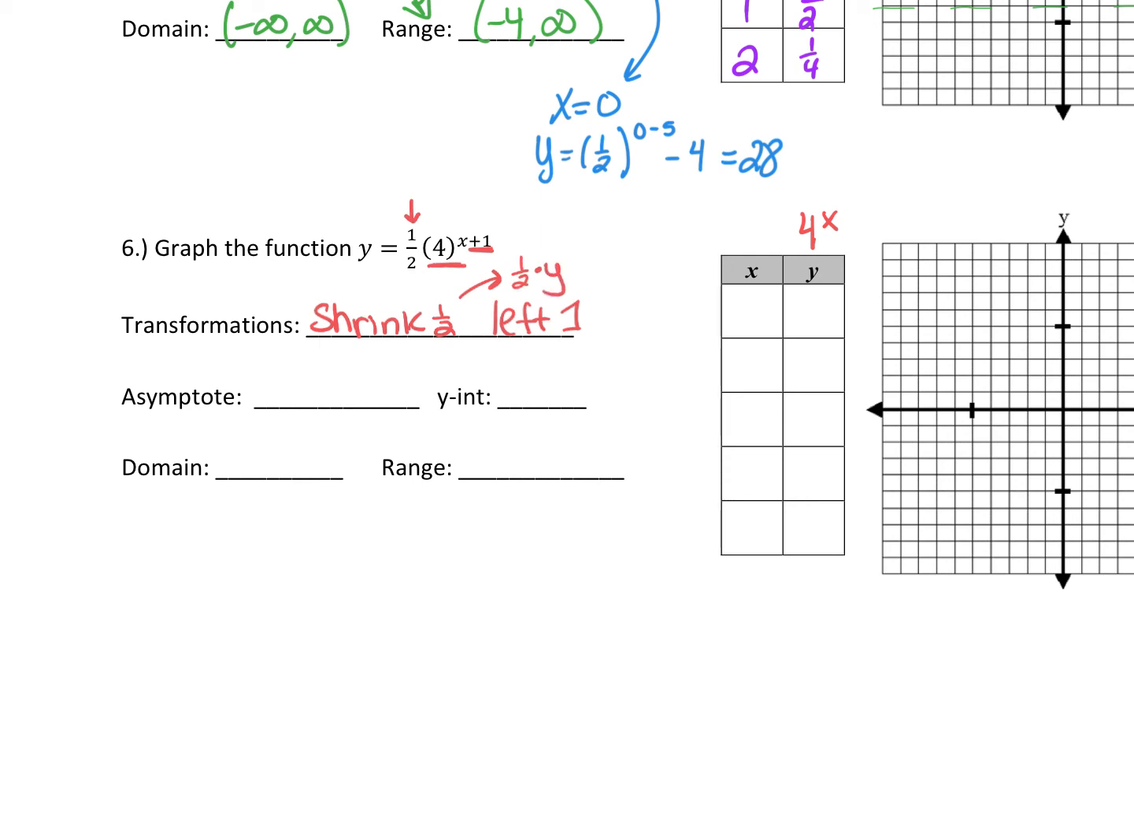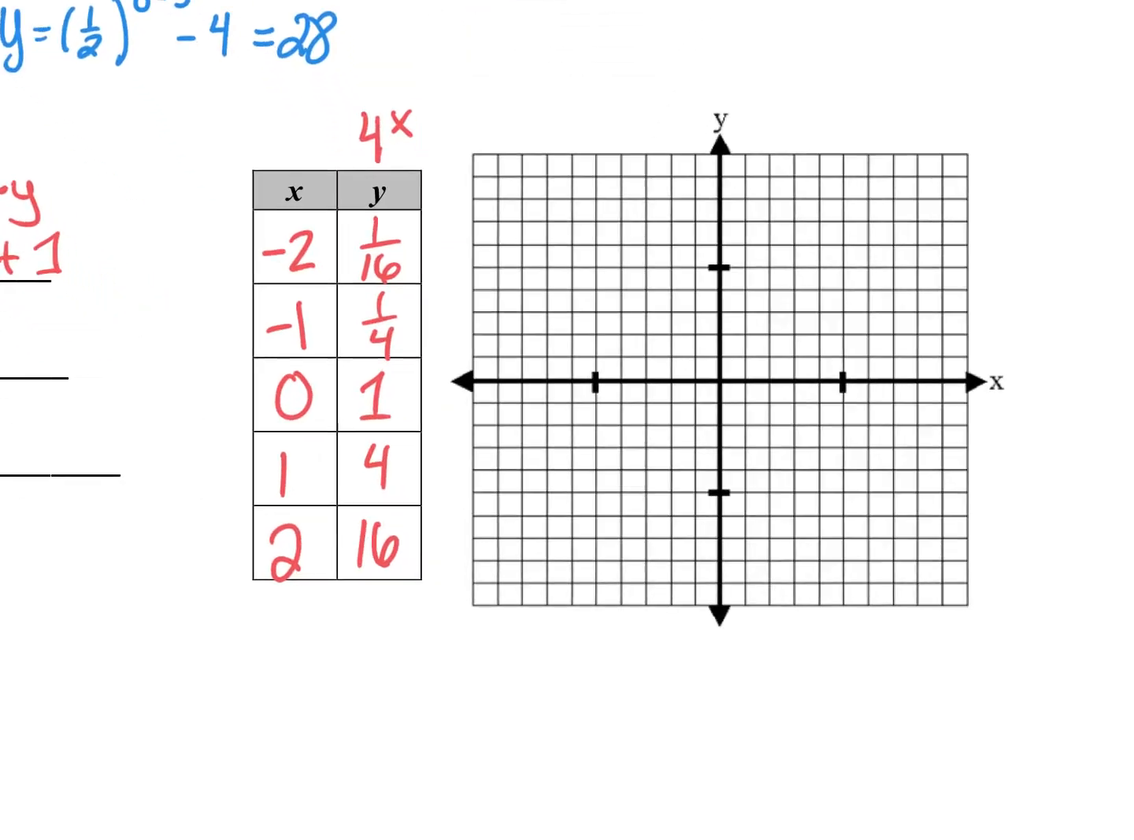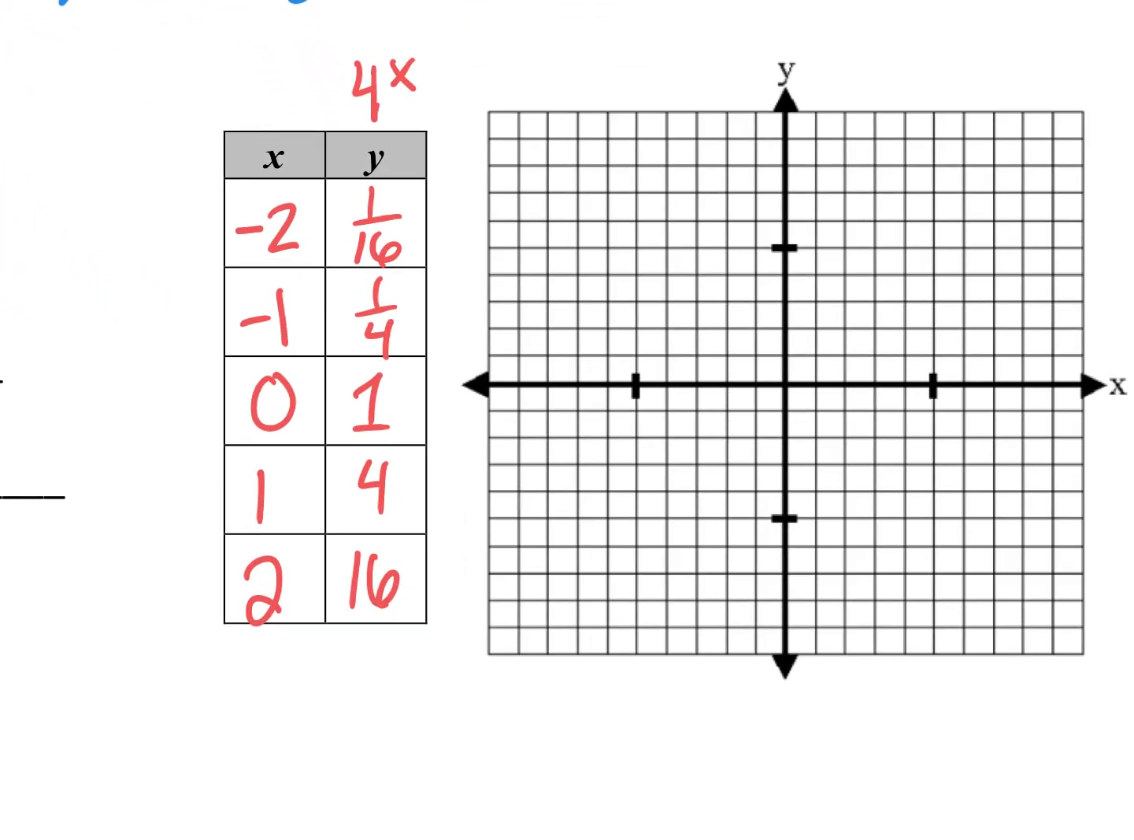So let's make our table. So we get 1/16, 1/4, 1, 4, 16. So we're really going to only be able to plot a couple of these points, but that's okay. So -2, 1/16, -1, 1/4, 0, 1, 1, 4. Unfortunately, 2, 16 is just not going to fit. That's okay.